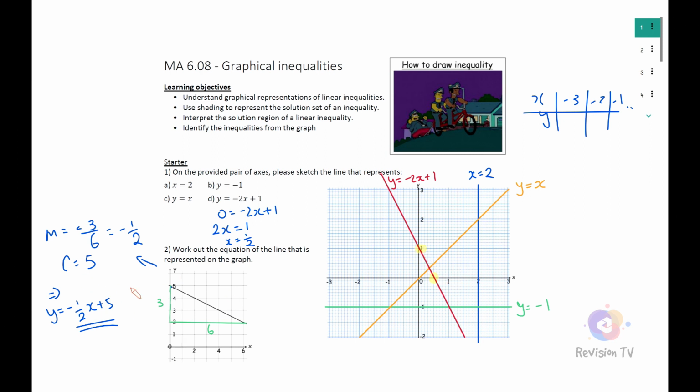Okay. Question 2, to find the equation of the line, we need the gradient and we need the y-intercept. Clearly, the y-intercept is 5. Next, to find the gradient, you make a right angle triangle. It's the difference in y over the difference in x. But because this line is sloping downward from left to right, it's a negative gradient. So it'll be negative a half. So the equation will be y equals minus a half x plus 5.